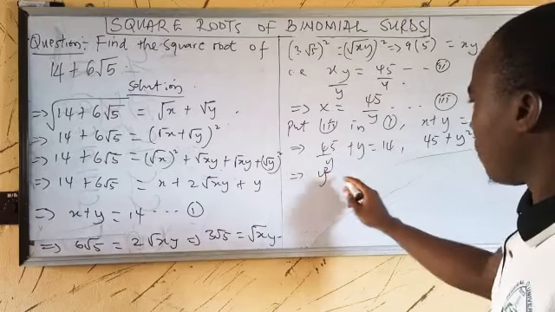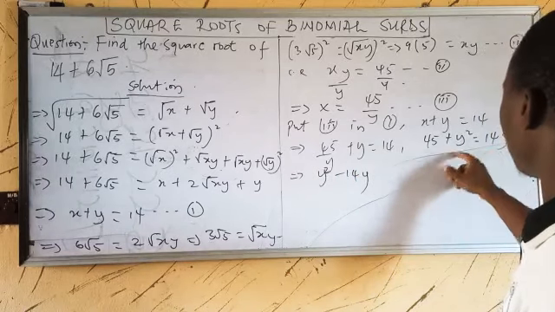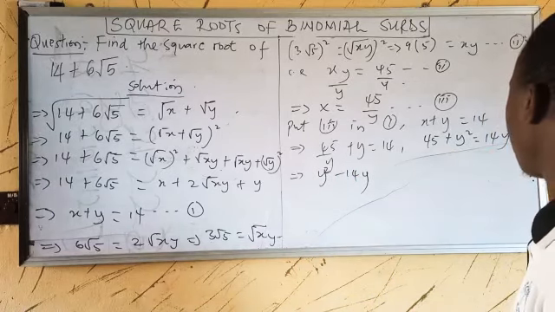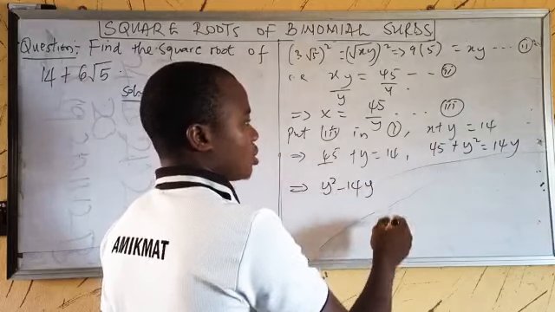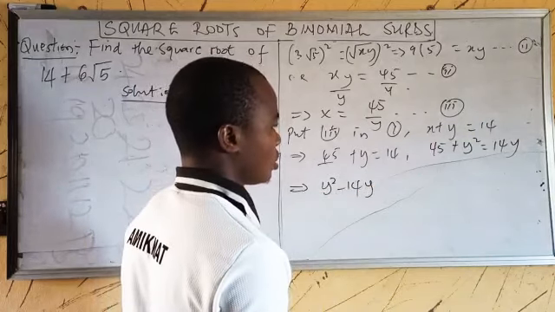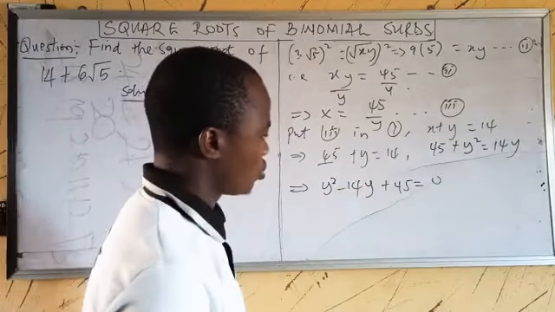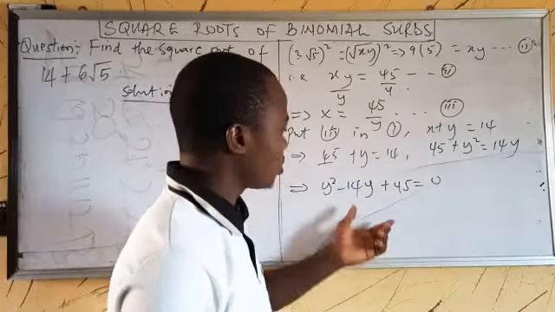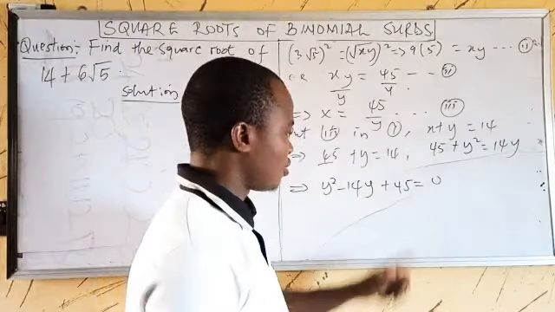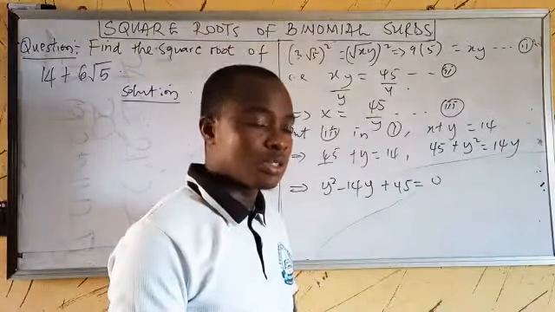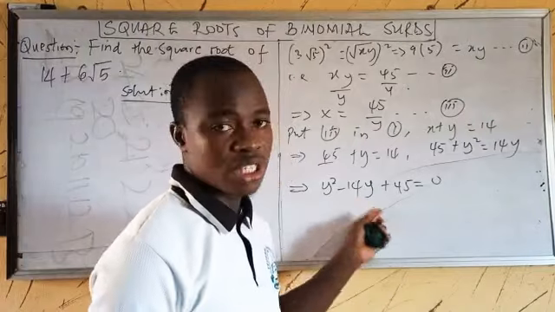Seeing this, it leads us to y squared minus 14y plus 45 equals 0, which is a quadratic equation in terms of y. To solve it, we look for two factors of 45, the last term. When you multiply the two factors together you get 45, and when you add them you get the middle term, minus 14.